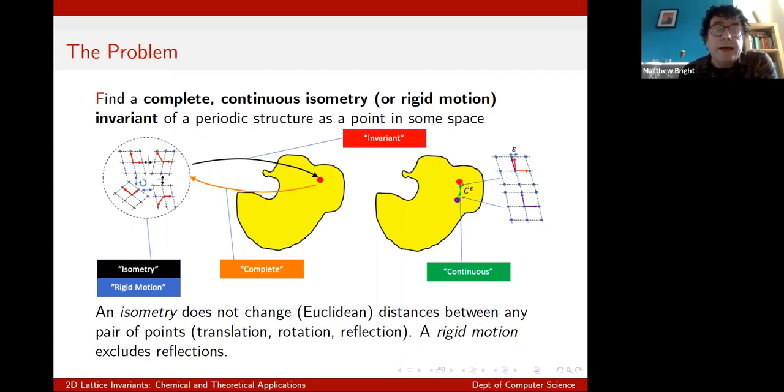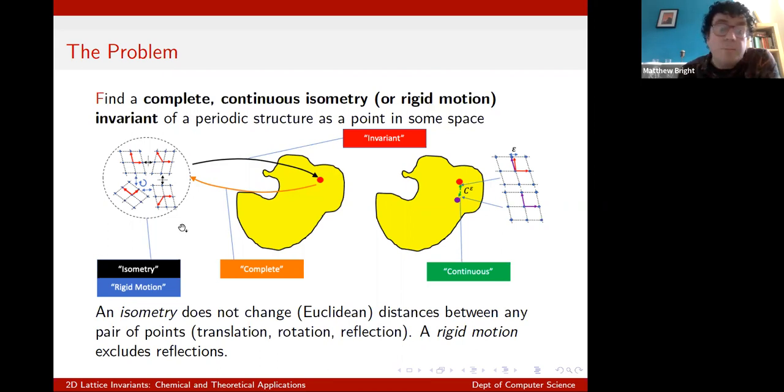So when we say things like isometry or rigid motion, the best way to start would be to say that when we want an invariant, we want to map a lattice to a point in some space. By invariant under isometry and rigid motion, we mean that we want the same point in that space to represent a lattice that might have been rotated or translated. This is a rigid motion, or possibly reflected. So if we add reflections to rotations and translations, we have, as we know, a full isometry.